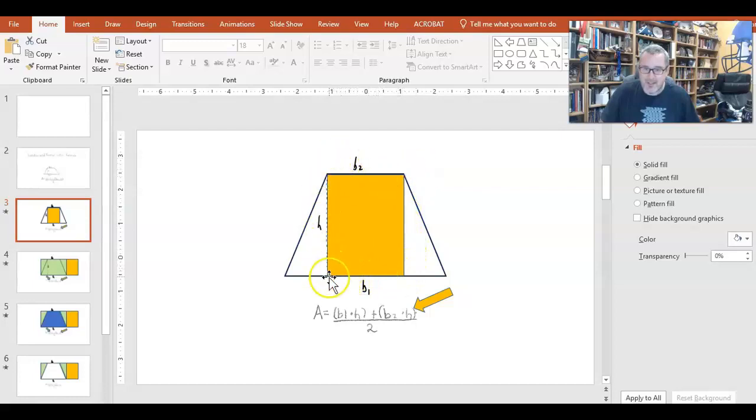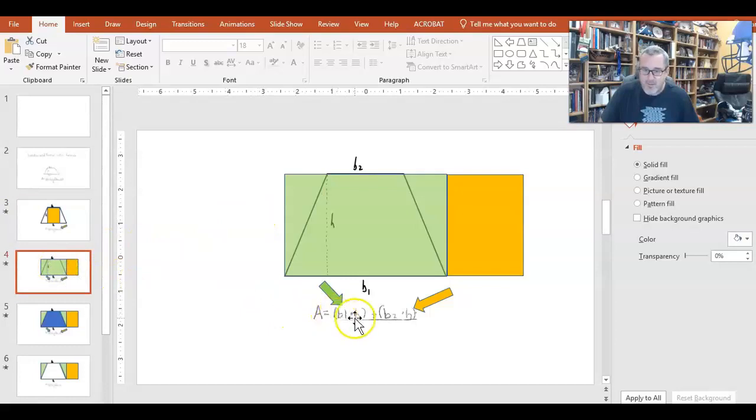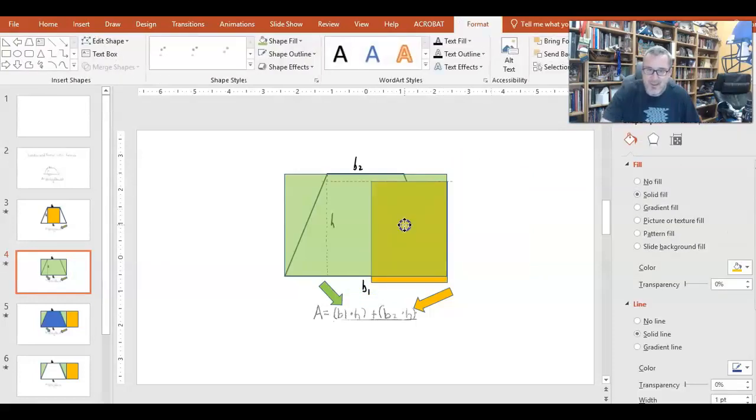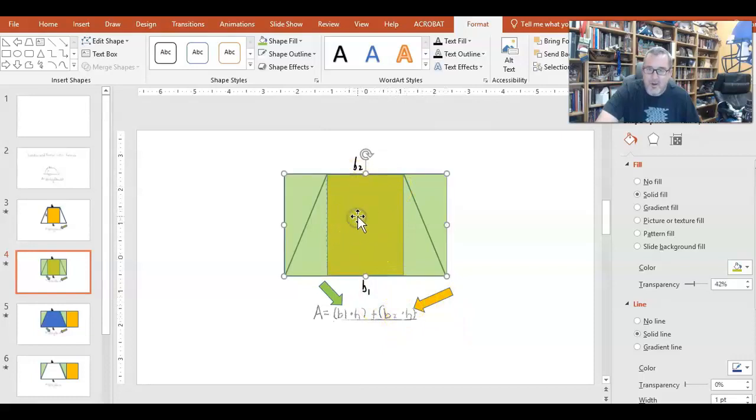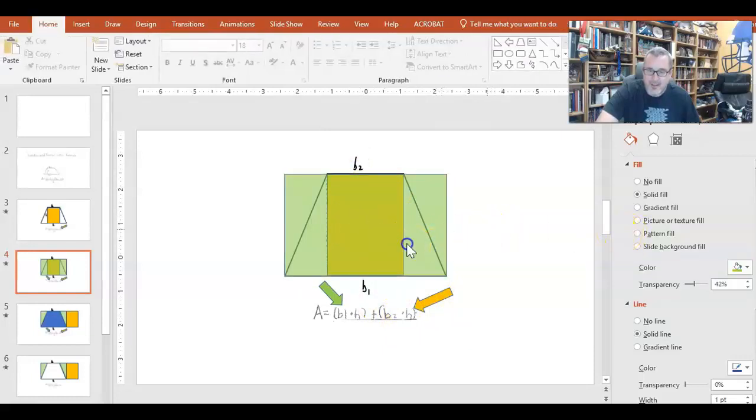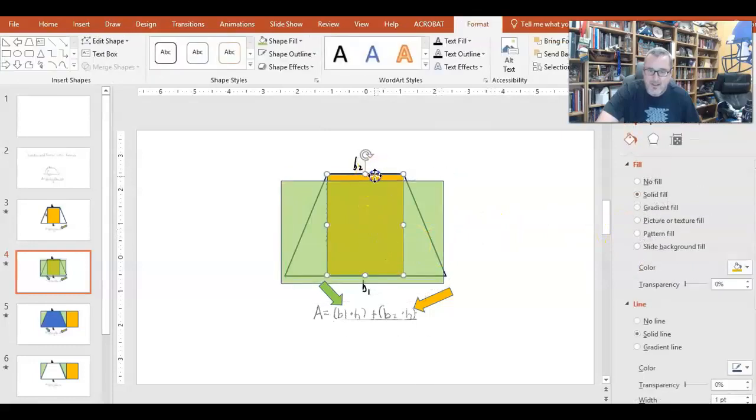So base 2 times height would give the area of this orange rectangle sort of in the center of the trapezoid. And then base 1 times height would be, ignore that for a minute. Base 1 times height would be the area of the rectangle here in green. And actually, now I remember what I wanted to do is put the orange one embedded in there. So base 1 times height is the green area, all of it in there. Base 2 times height is the orange area. And I did want to separate those out so that we could see what the sum would be.